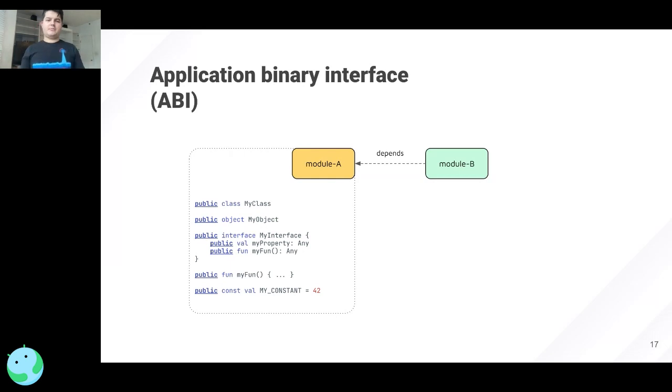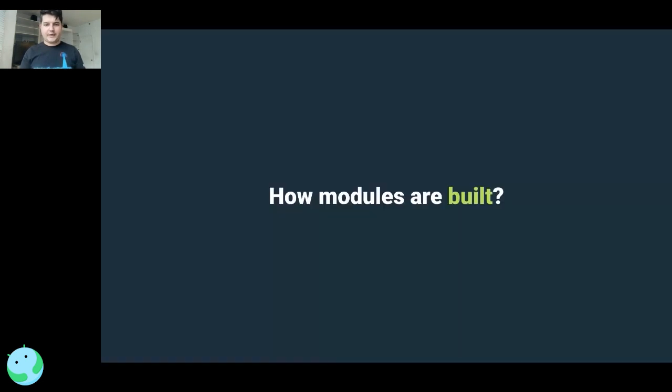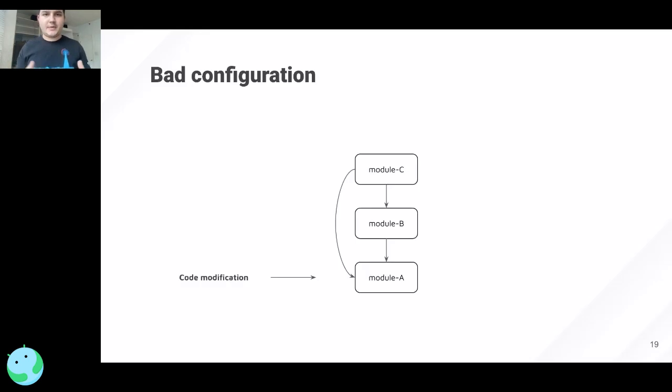And maybe even fields that module B cannot use. You might have cases where module B does not use any of those public fields, but it still will be forced to be rebuilt. And why it happens, and how those modules are being built. So let's imagine some example of a bad configuration.